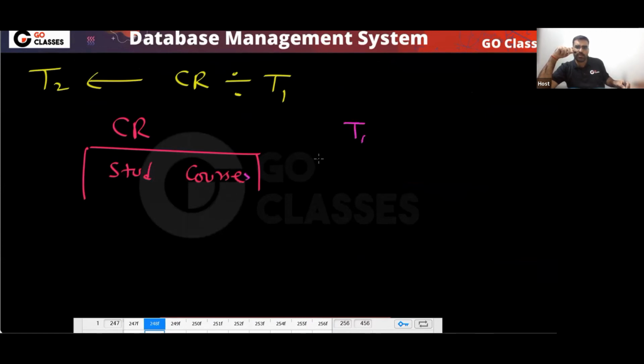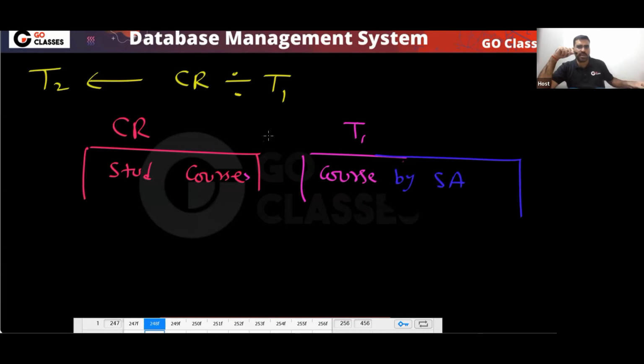And in T1 what do you have? In T1 you have the courses taken by SA. So if I do this division, what will you get? In the final output you will have students. You will get those students.